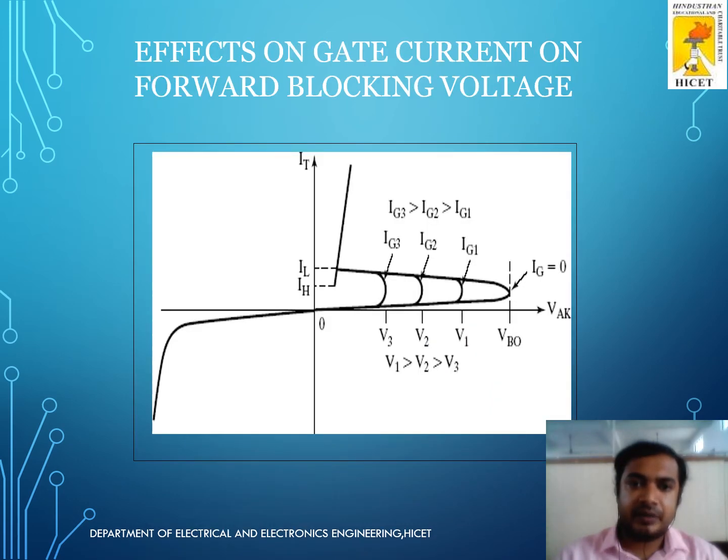Effects of gate current on forward blocking voltage. You are giving a forward anode to cathode voltage and you are giving different gate currents for the SCR. What will be the response of the SCR for this variety of voltages and currents? If you are giving a very small amount of gate current, then a large amount of anode to cathode voltage is required for the device to come to conducting mode. But if you are giving a larger gate current, a very small anode to cathode voltage is enough for the SCR to come to the conducting stage.